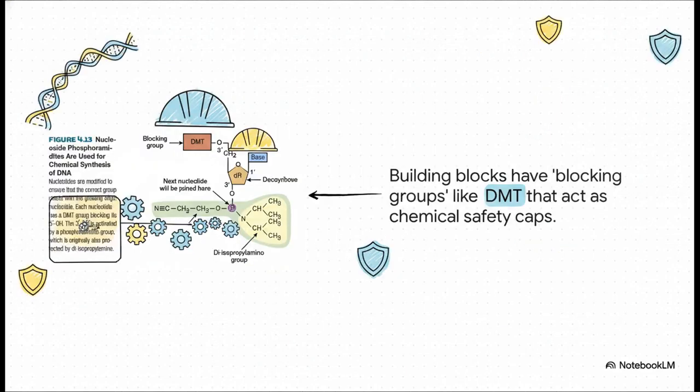Now for the second stroke of genius: protecting groups. Each new building block, a modified nucleotide called a phosphoramidite, comes with these chemical safety caps on all its reactive parts. The most important one is this big guy, the DMT group. It sits on the end of the molecule, basically telling it, nope, you can't react just yet.